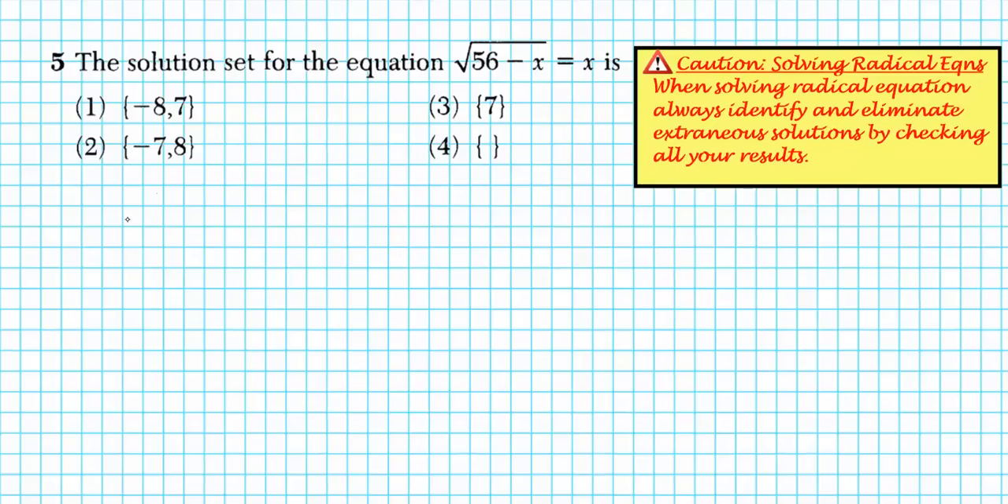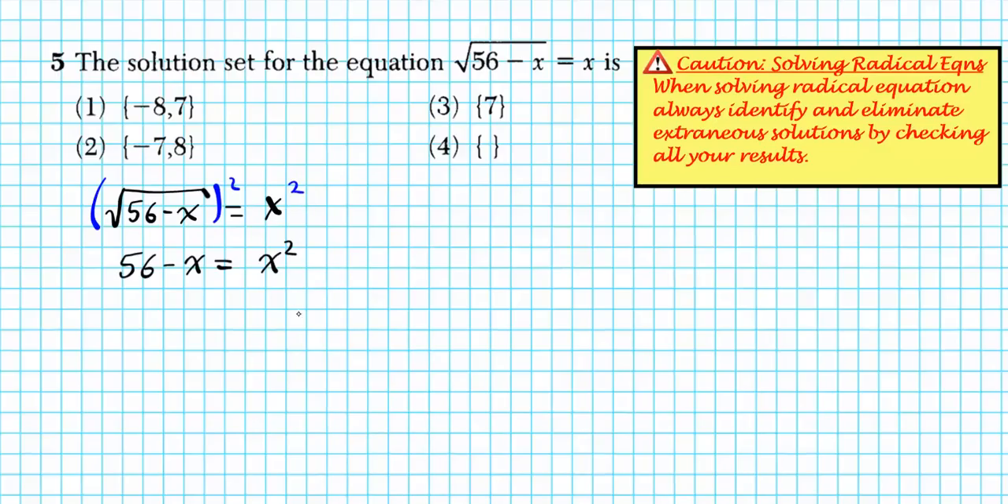So let's solve this. First of all, our goal number 1 is to eliminate the radical. We have root 56 minus x equals x. We're going to use the inverse of the radical operation to eliminate the radical. The inverse of the root is the square. So we square both sides. Now when you square both sides, you end up with 56 minus x equals x squared. This, ladies and gentlemen, is now a quadratic equation. We have converted a radical equation into a quadratic.